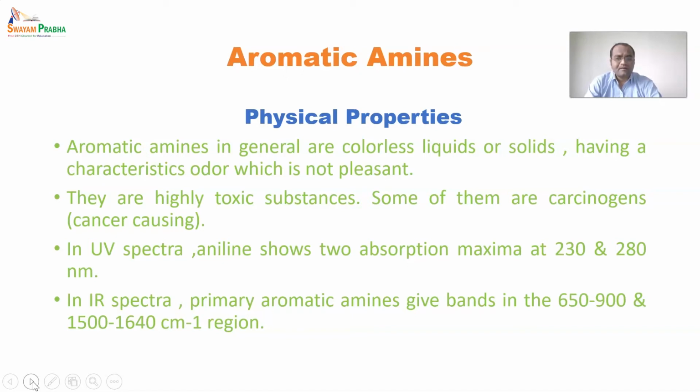In case of NMR, the spectra is not given here. In NMR spectra, the aromatic ring will show in the region of 6.5 delta to 8.5 delta values. And the amino group gives a signal at around 3.5, above 3.5, as a singlet, as well as the aromatic ring.